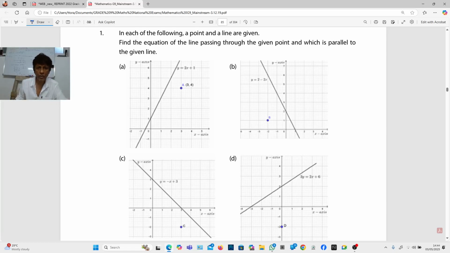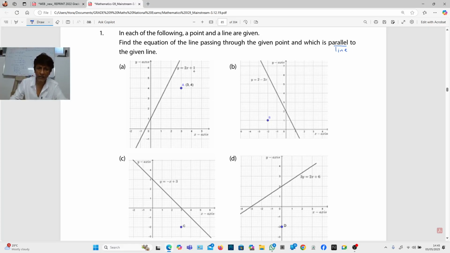Okay, so in each of the following, a point and a line are given. We need to find the equation of the line passing through the given point and which is parallel to the given line. Now, when we talk about parallel lines, they have equal gradients. Parallel lines have equal gradients.